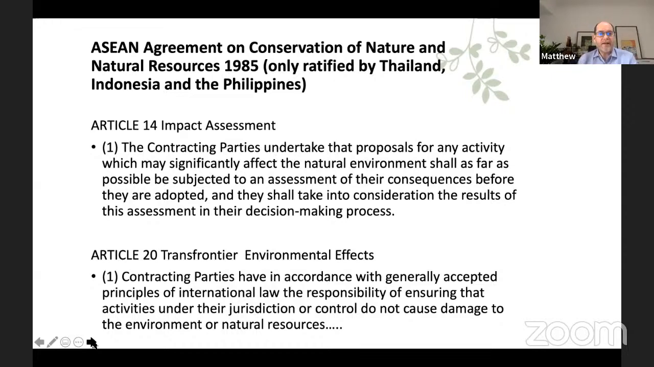But it did make it clear, even at that point, that the ASEAN parties identified environmental impact assessment as something that should occur before projects are approved, and more importantly, recognized that there was an international law obligation to ensure that activities under their jurisdiction or control do not cause damage to the environment or natural resources of other parties. And Article 20 also identified the role of environmental impact assessment to ensure notification and engagement of the other adjoining state parties of projects that might potentially impact those other jurisdictions.